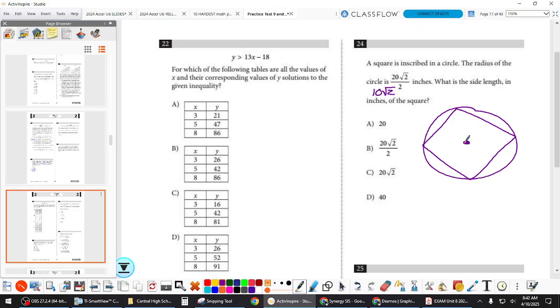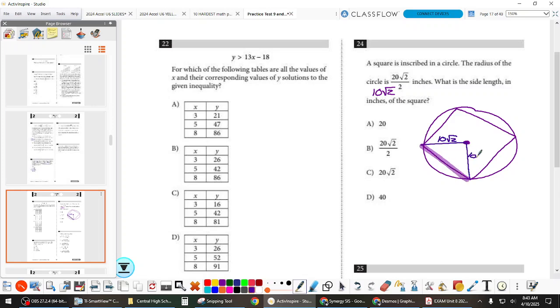Where should I draw the radius in this picture? To one of the corners. So that is 10 root 2. Where else would be good to draw this? I don't need all the corners, because we're just trying to find the length of one of these sides. And then all of the sides are the same.